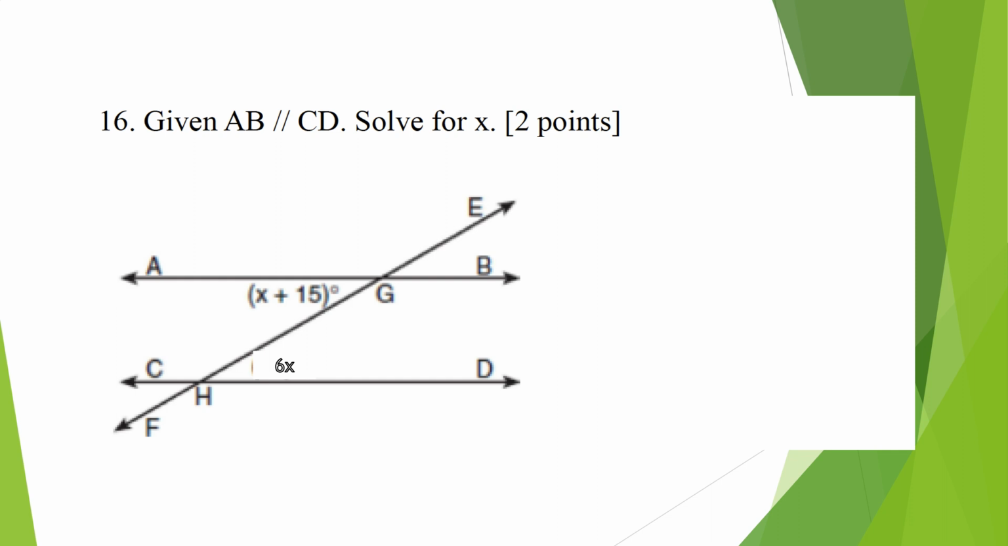Okay, so what I notice here is that these two angles are alternate interior, or I can notice they're both acute, which means they have to be equal, or I can notice if I did drag and drop, the 6x would land vertical to the x plus 15, making them equal. So 6x is equal to x plus 15. Subtract x from both sides. 5x is 15. X is 3.